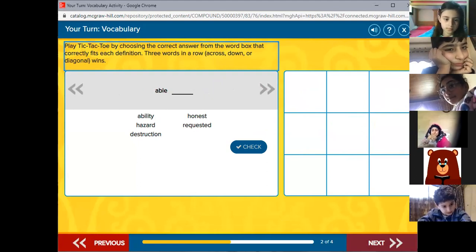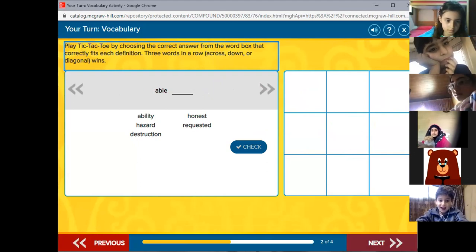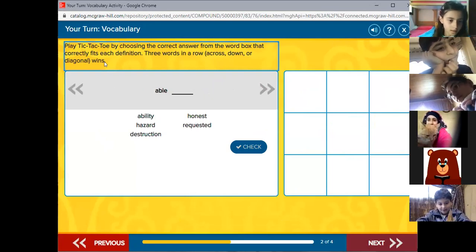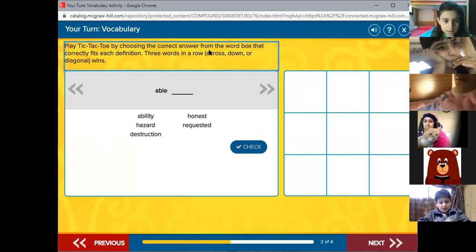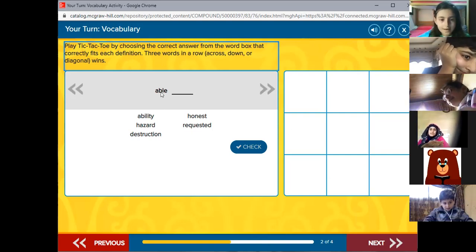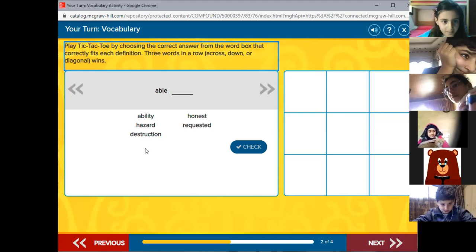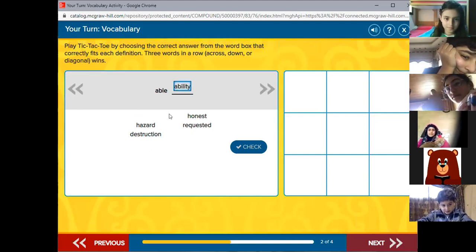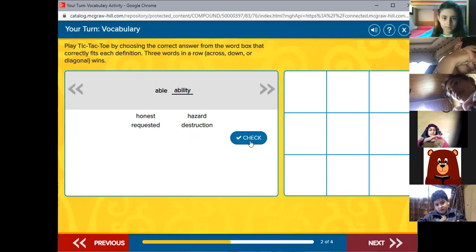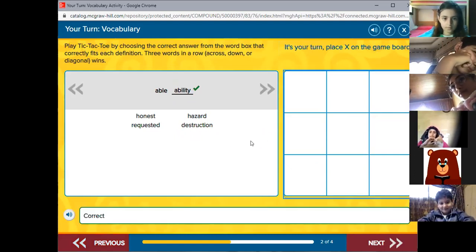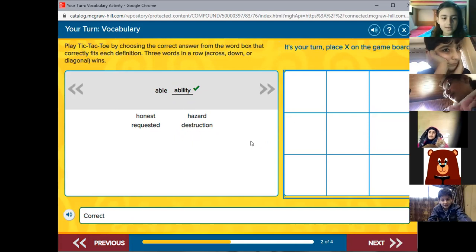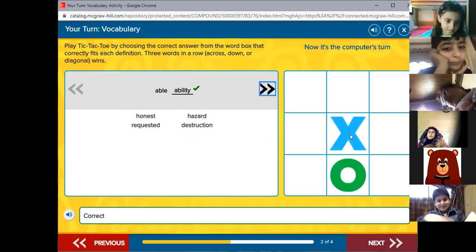Salma, yalla, wait, miss. We're doing it after Salma, Abbas. Okay, yalla, Salma. Able. Choosing the correct answer from the word that correctly fits each definition. The meaning of able. Ability. Yes, I believe it's ability because hazard is something dangerous, destruction, honest, and requested. This activity has all the vocab from previous lessons as well. Yalla Salma, where do you want to put the X? Yes, we have a quiz Friday. In the middle.